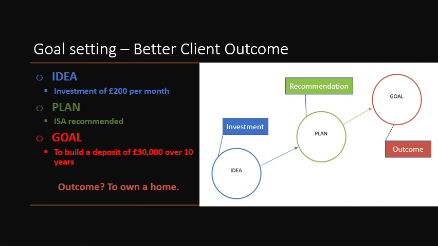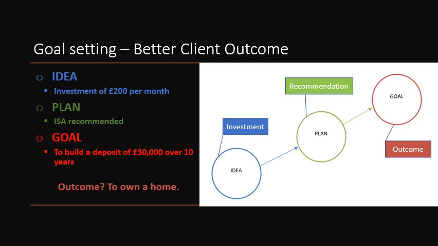Let us take this goal setting theory into financial services. What you're trying to achieve is better client outcomes. So let's say, for example, you're talking to a client and you both agree that they can save £200 a month because the interest rates in their bank account are very low. You recommend an ISA for that money, and you're able to give the client a login so that they can monitor the progress of the growth of their savings.